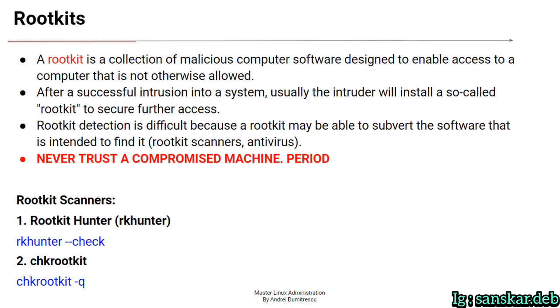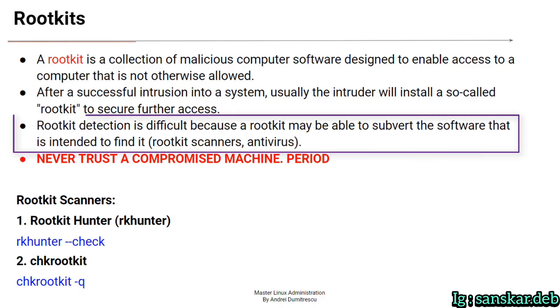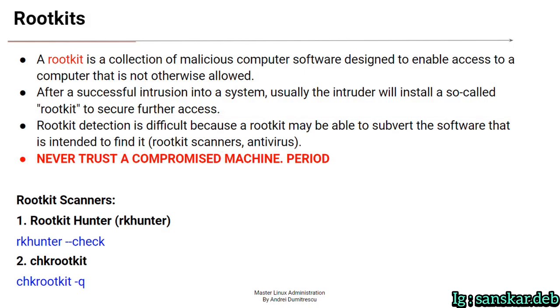It can also allow hackers to use your computer for illicit activities such as launching a denial of service attack against other computers or sending out spam. Rootkit detection is difficult because a rootkit may be able to subvert the software that is intended to find it.